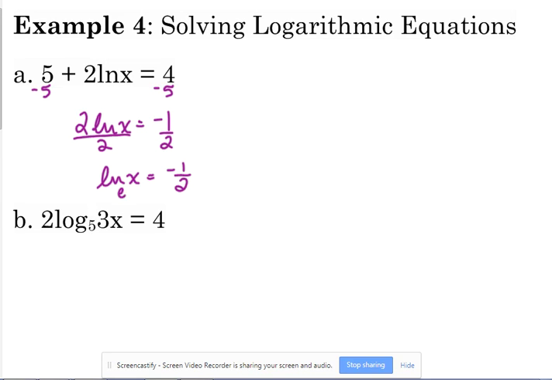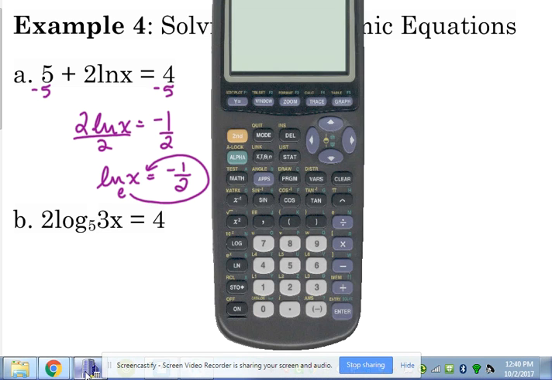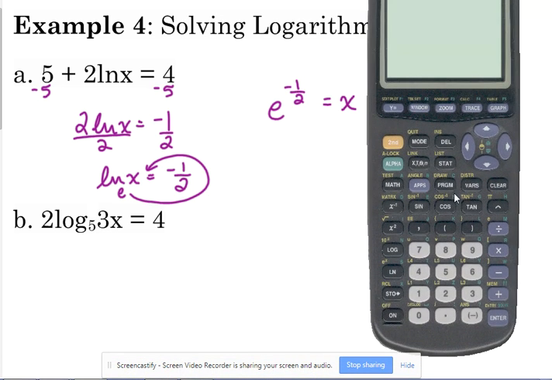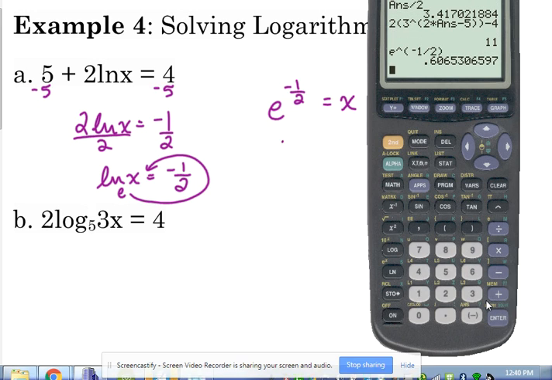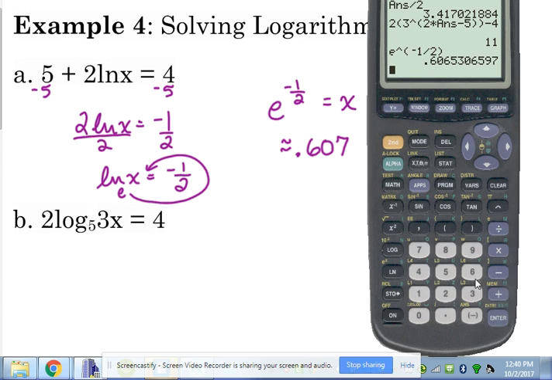So the base of the natural log is e, so when we write this in exponential form, it's e to the negative 1/2 is equal to x. And that's the exact answer. But you can, of course, use your calculator to evaluate e to the negative 1/2, and your approximate answer is 0.607.